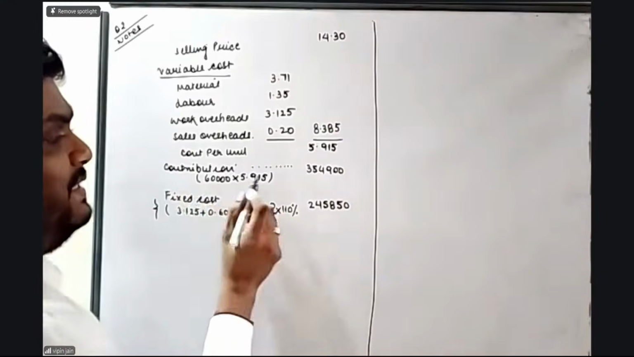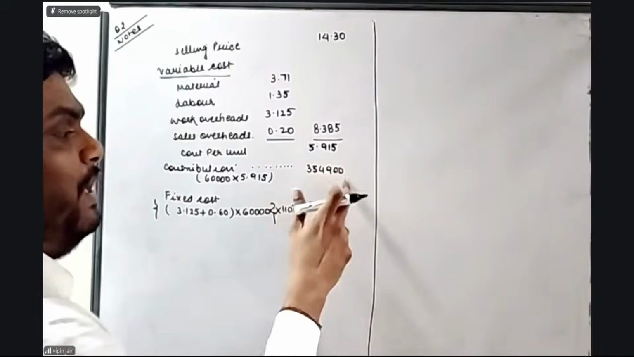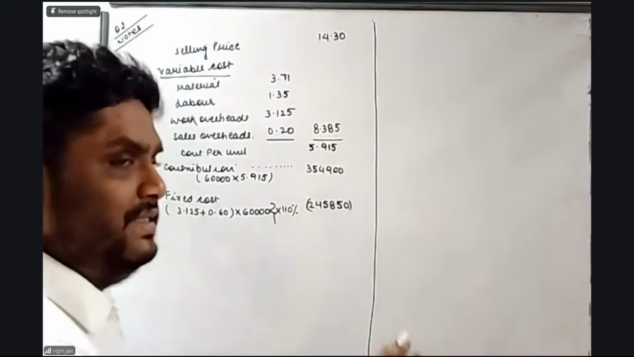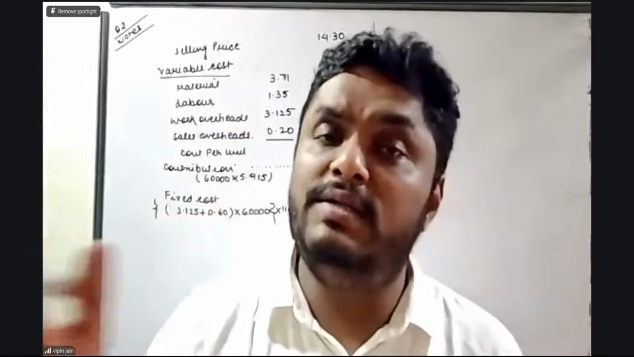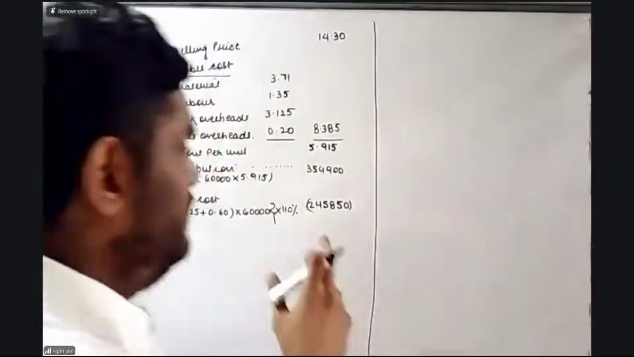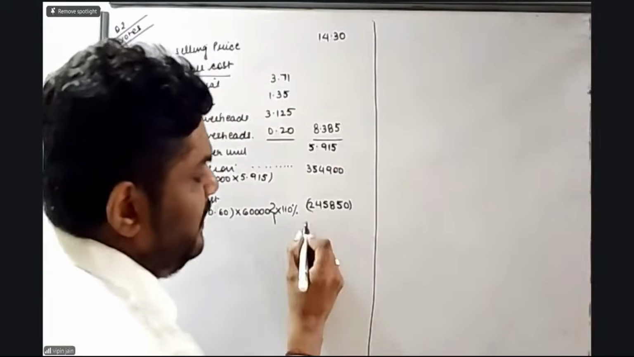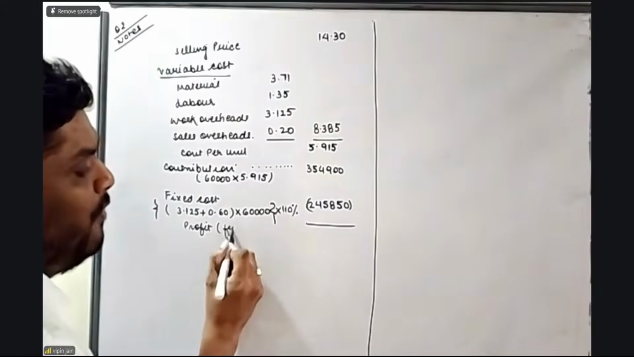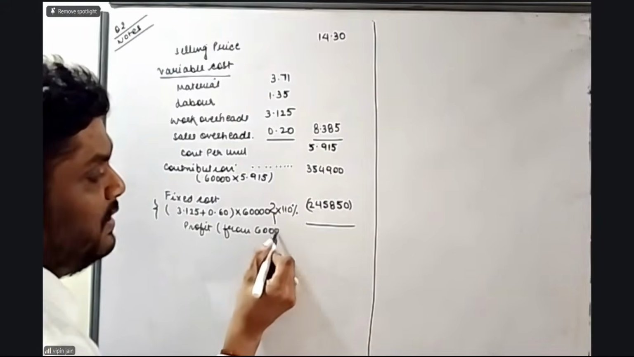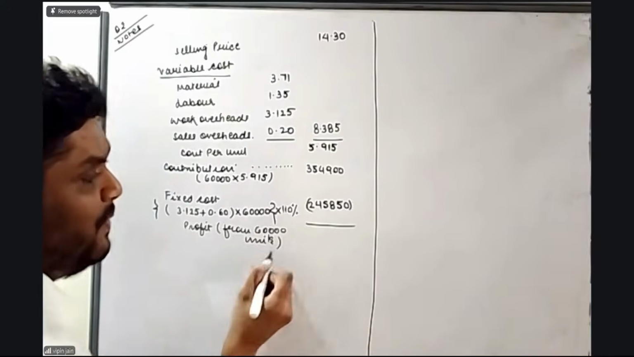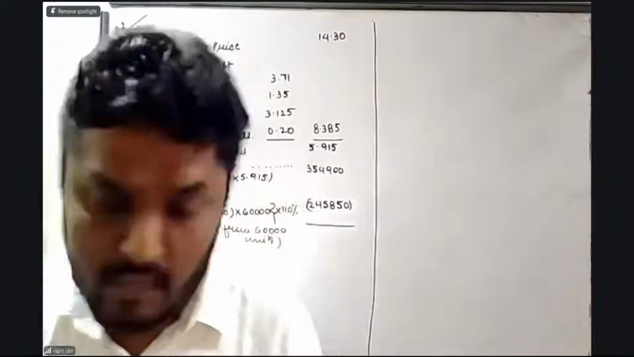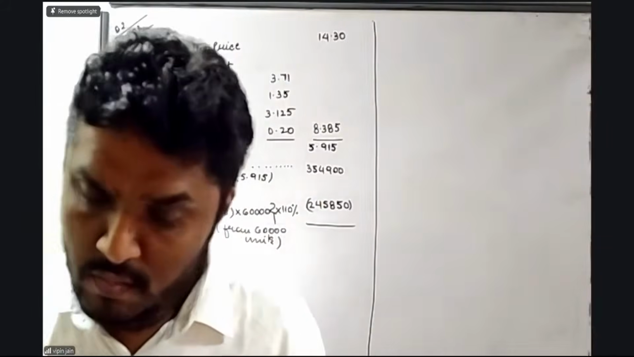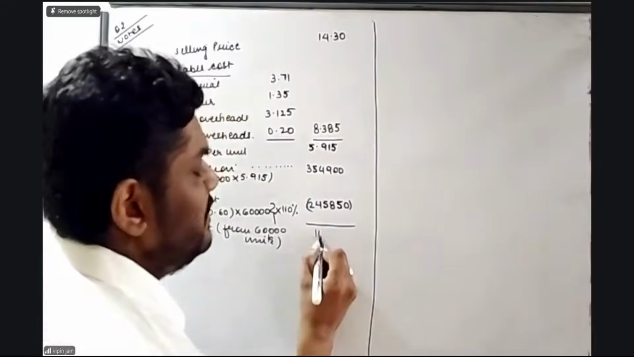So from current 60,000 production, 354,900 is my total contribution. And my total fixed cost, be it 60,000, be it 20,000, be it 80,000, my cost is constant. That is 245,850. So my profit from 60,000 units, how much profit am I earning? 109050.